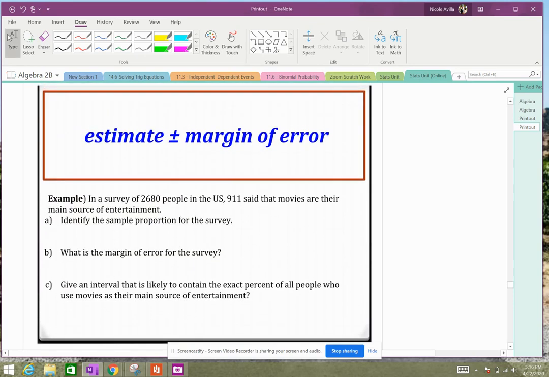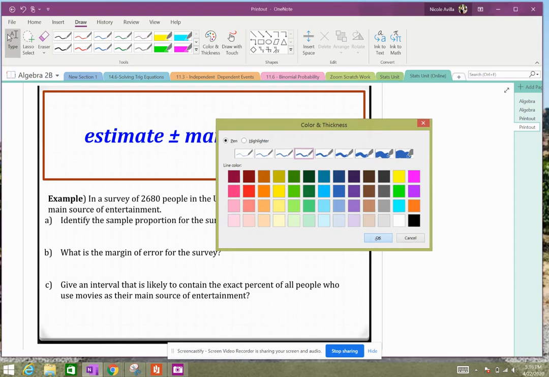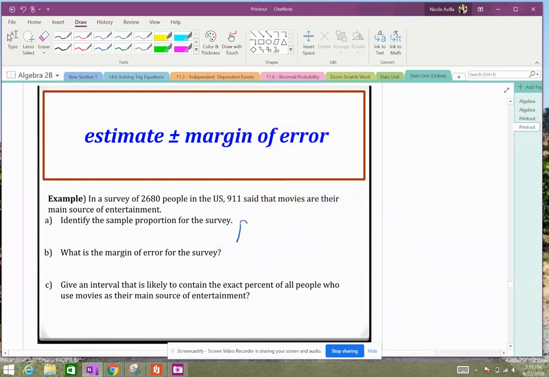Here's an example. It says, in a survey of 2,680 people in the US, 911 said that movies are their main source of entertainment. First part says, identify the sample proportion of the survey. So I'm going to say my p hat, my sample proportion, was the 911 out of the 2,680 people that I surveyed. That would be 0.3399. I could also say that's about 0.34, or I could say 34%. That's my sample proportion.